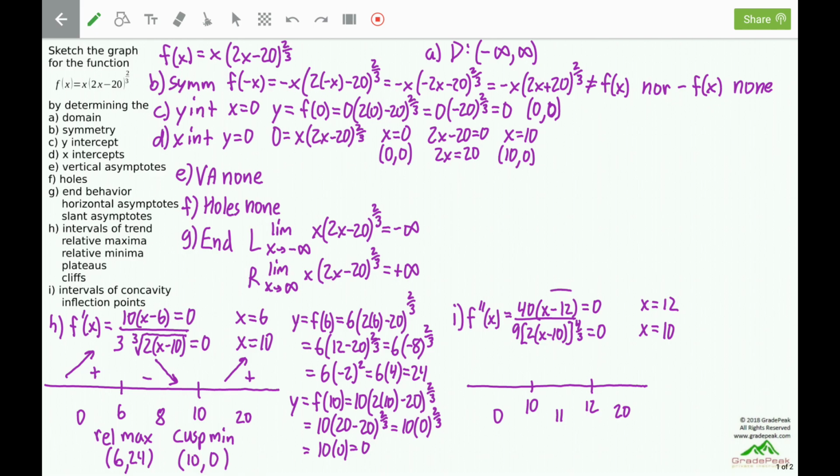So we'll plug our test values into x minus 12. For the first test value, 0: 0 minus 12 is a negative. We have a negative second derivative. This corresponds to concave down.